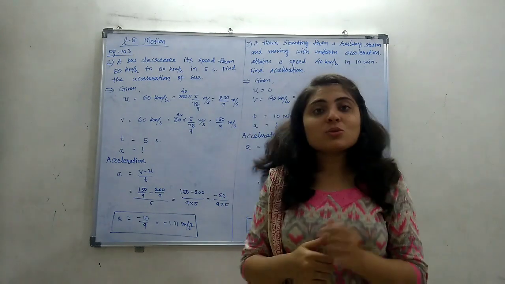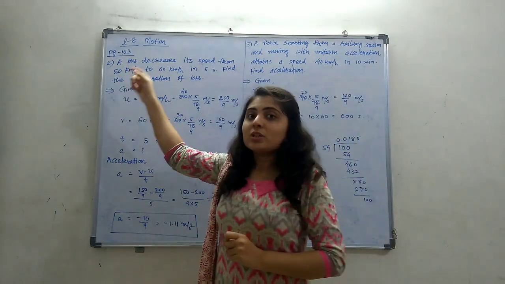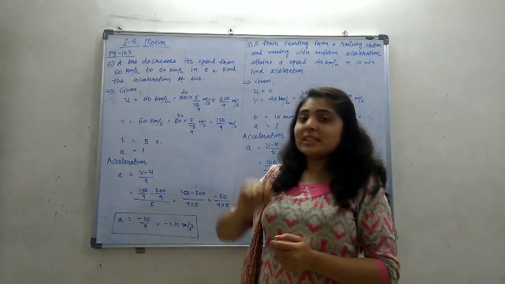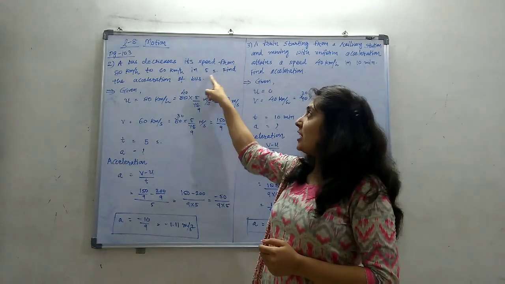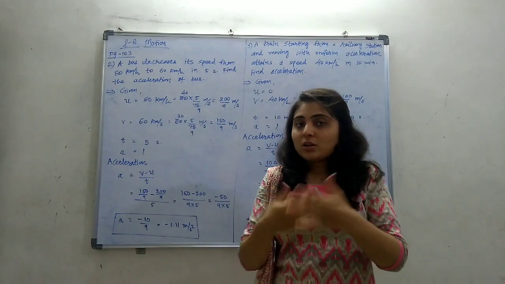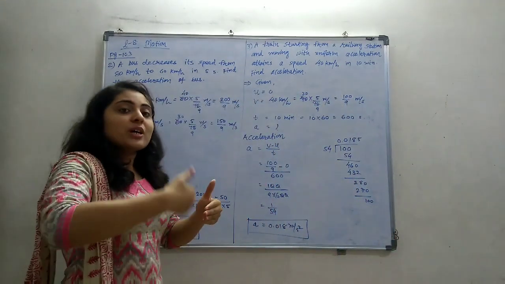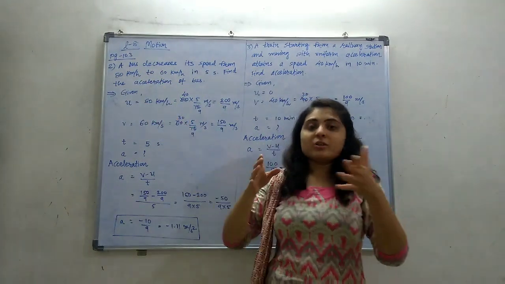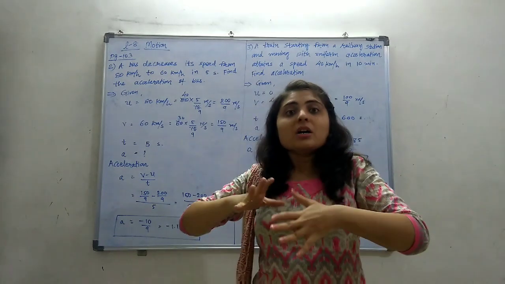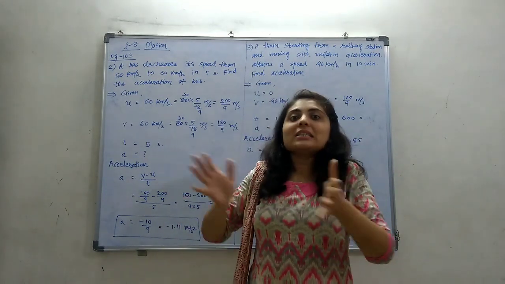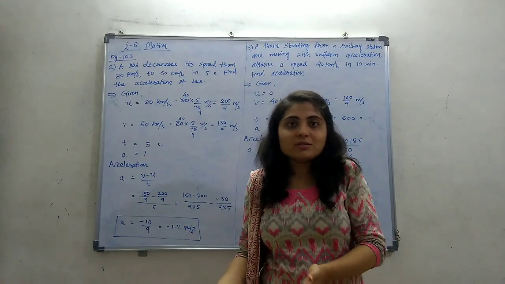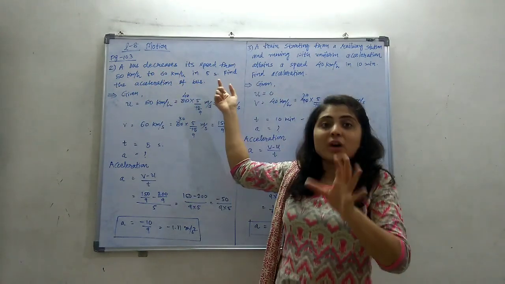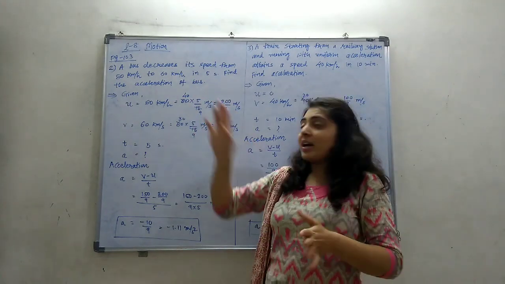Further, on page number 103, in text question number 2, there is a numerical. So let us do that. A bus decreases its speed from 80 km per hour to 60 km per hour in 5 seconds. Find the acceleration of the bus. One bus applies the brakes and decreases its speed from 80 km per hour to 60 km per hour. The speed of a bus is measured in kilometer per hour, so that is also a unit for speed. Its speed decreases from 80 to 60 km per hour in 5 seconds. So the time interval is also given. Find the acceleration.